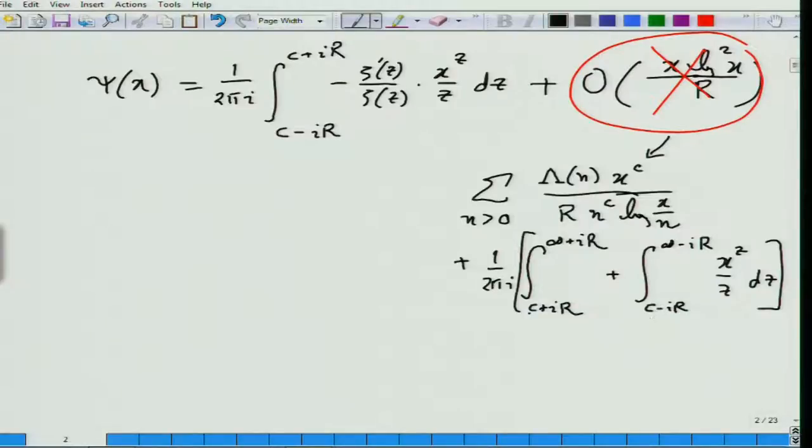Actually, this integral is c plus I r to infinity plus I r, so it is going on the right hand side. Depending on x, whether it is less than 1 or greater than 1, actually there will be an integral going to the left hand side also. But is not that already here? That is what I am confused about. In this sum, is this not already incorporated? We approximate this integral to get this order.